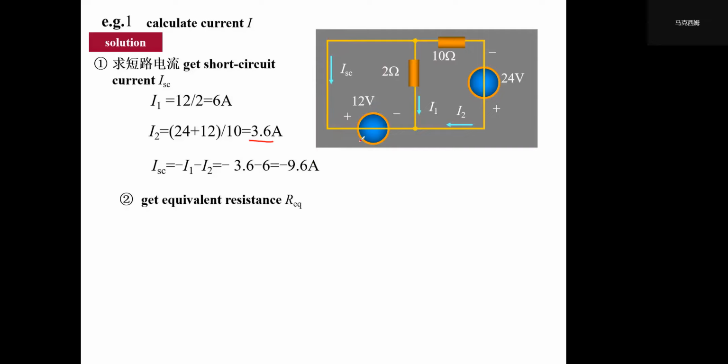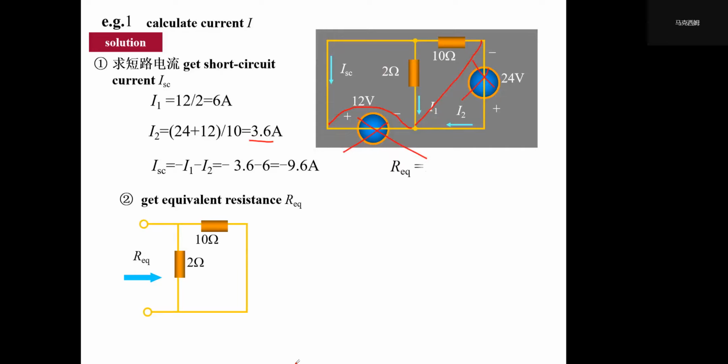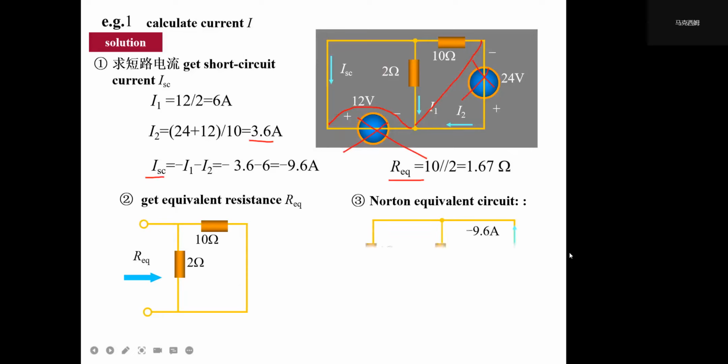The equivalent resistance is very simple, right? We remove all the voltage sources, so we just short circuit them, where we bypass them with wire. So we have this stuff, 2 and 10 in parallel. So we have the equivalent resistance, and we have the short circuit current.